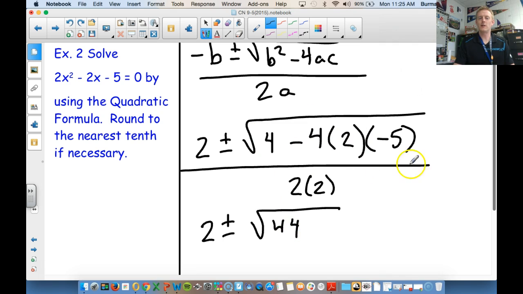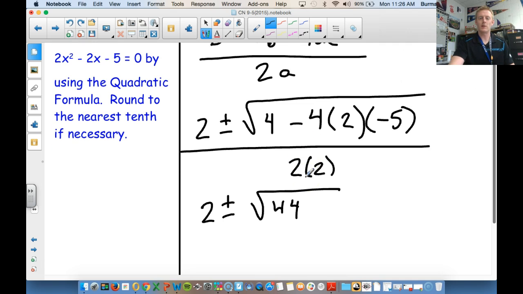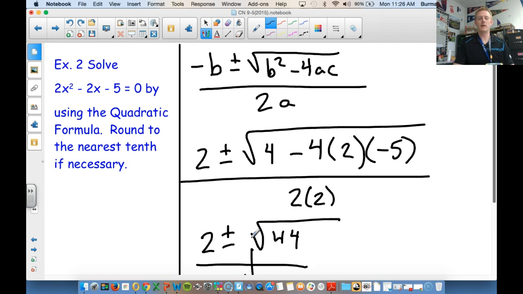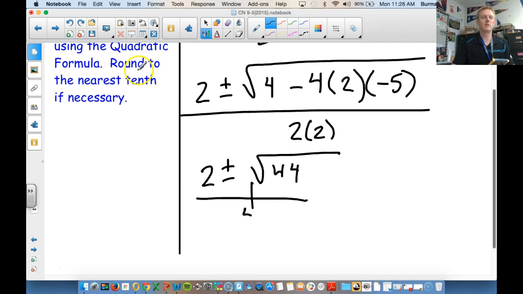So all of that stuff in here simplifies to a 44. Now again, folks, we don't have a nice perfect square here, so it's going to make it a little bit more difficult for us. So we're going to use the information. This is a square root of 44.